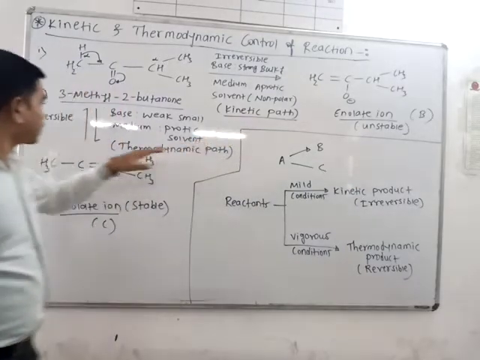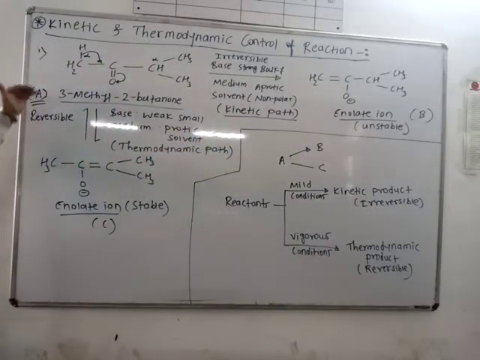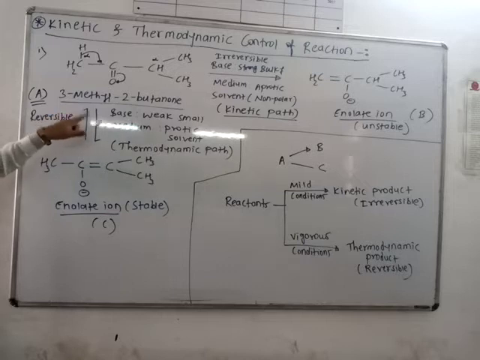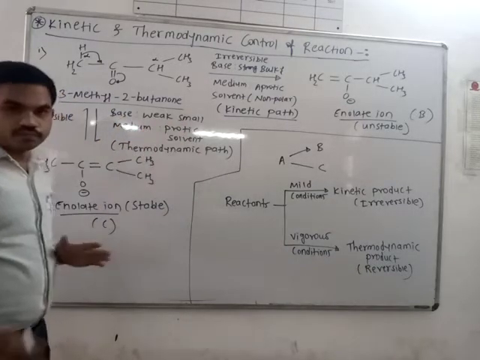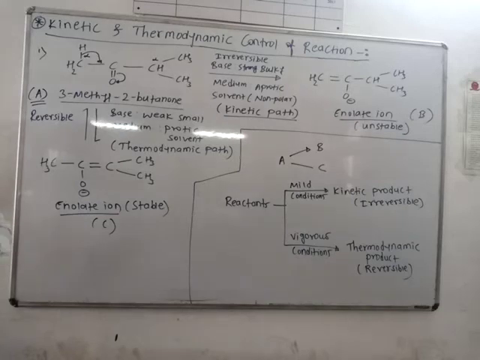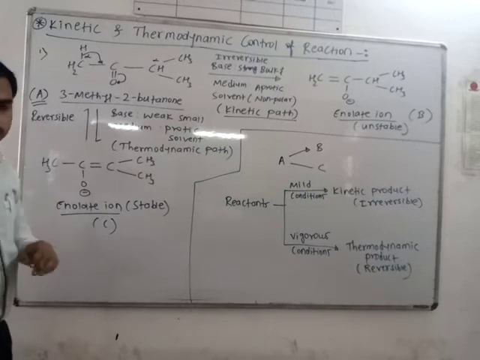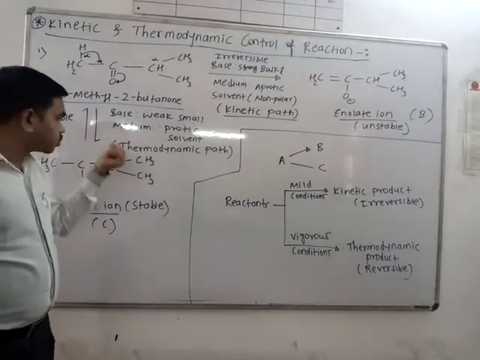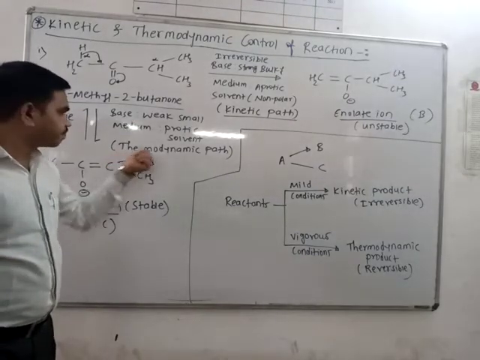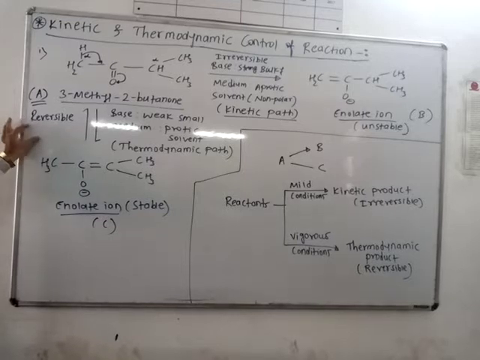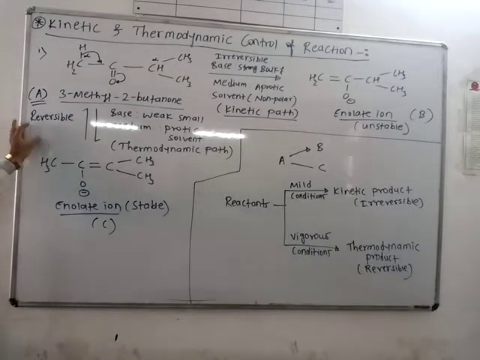But see the second part from A. Now this is the reversible path, the reversible way of the reaction. If we use a weak and small base, and a protic solvent medium, then the reaction will follow the thermodynamic path of a reaction. See here, this is reversible. So the base is weak and small.